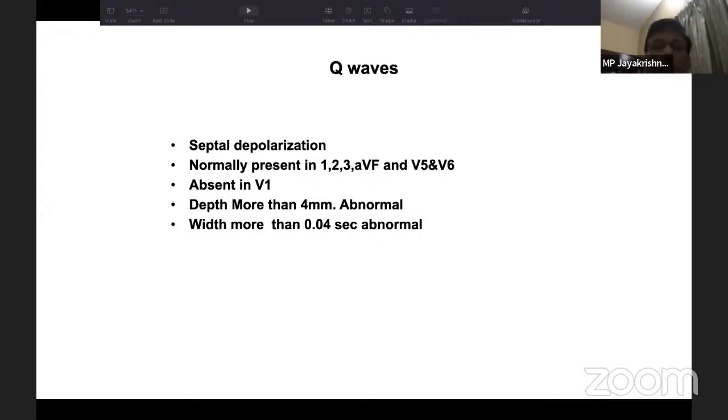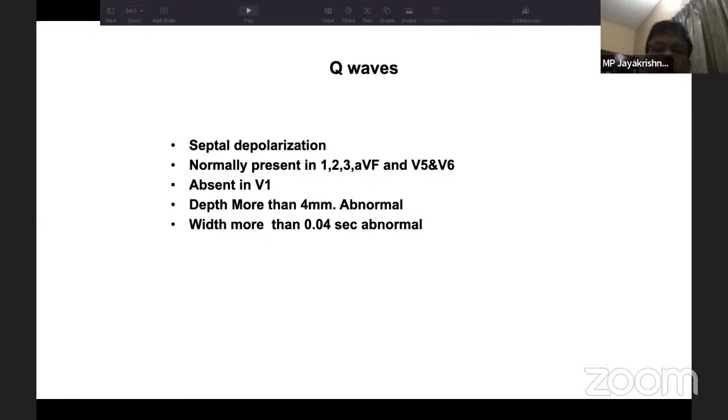What does Q wave indicate? Q waves are due to septal depolarization that is taking place. As you know, the septum gets depolarized by the depolarization current from left to right. So you expect these Q waves to be present in the left leads. Normally, it is present in 1, 2, 3, AVF and V5 and V6. In the inferior leads also, it will be there.